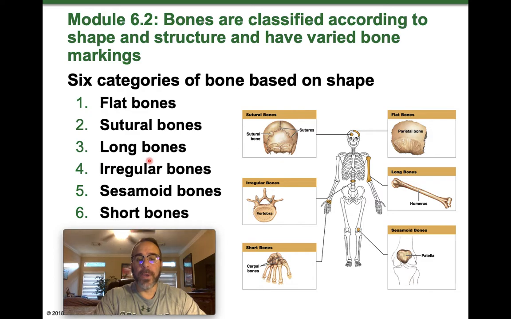Then we have long bones, and long bones are the bones you think about the most, right? When you're gnawing on a chicken wing. Ironically, I just had drumsticks for dinner. So when I was eating my chicken wing, I was gnawing on a long bone. A long bone, by definition, is going to be longer than it is wide.